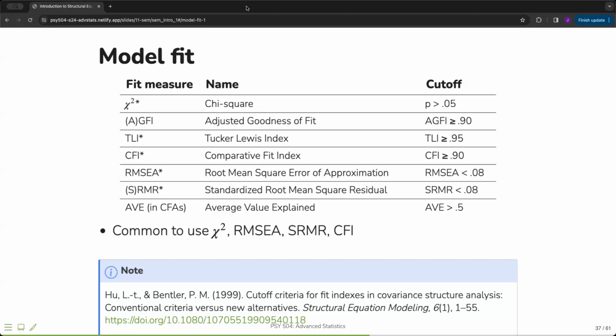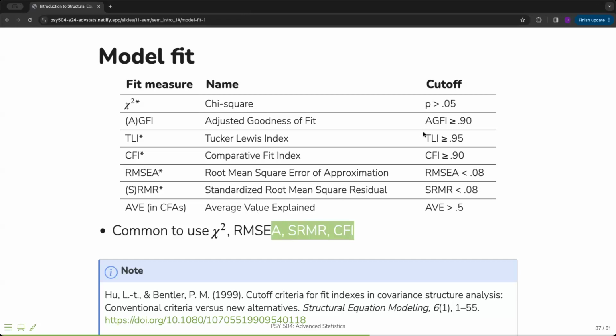And that's the chi-square statistic, RMSEA, which is the root mean square error of approximation, the SRMR, which is the standardized root mean square residual, and then the CFI, which is the comparative fit index. Sometimes the TLI is also reported, which is the Tucker-Lewis index. But these are the minimum that you should report.